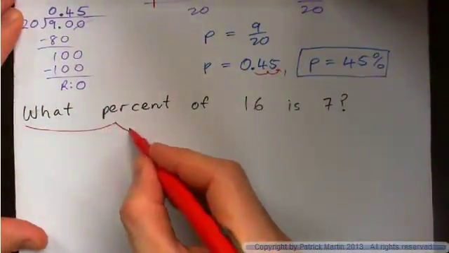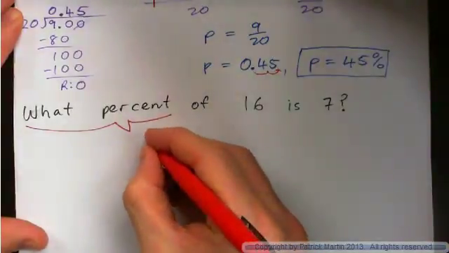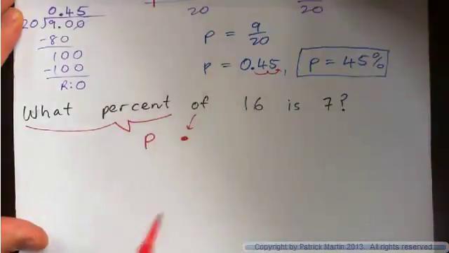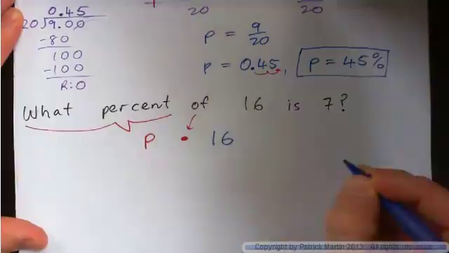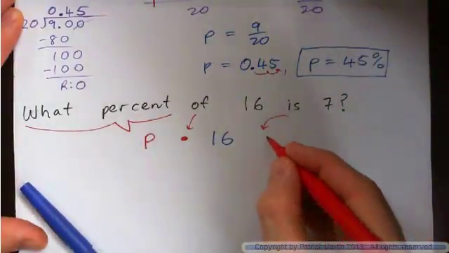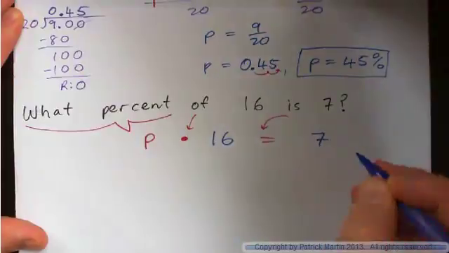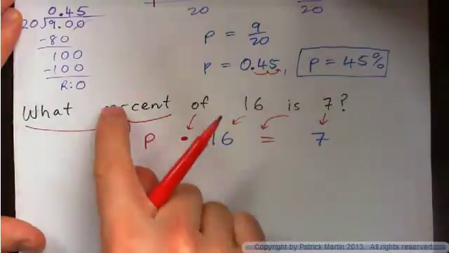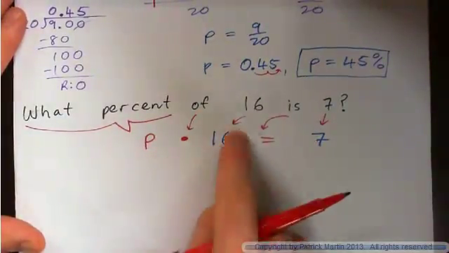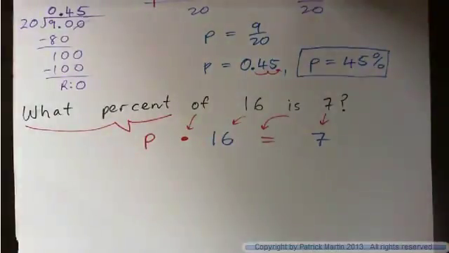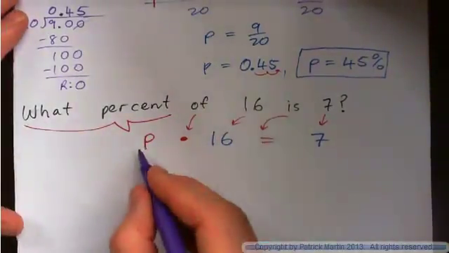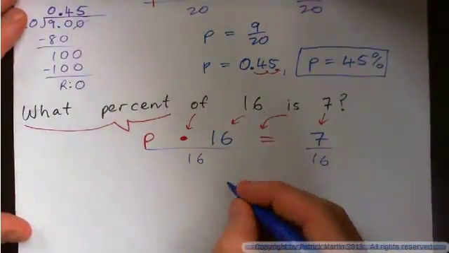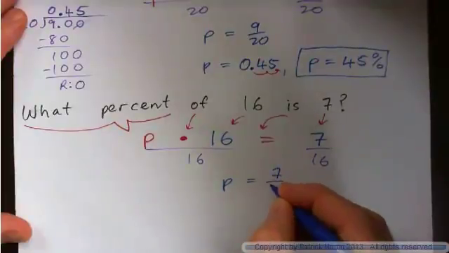What percent is what we don't know? I'll call it P. Of means multiply. P multiplied by 16 equals 7, right? So 16 goes here, the 7 goes here. So P times 16 is 7. Okay? And when you solve that equation for P, you divide by 16. You see? And now you just get P on its own. The percentage is 7 over 16.